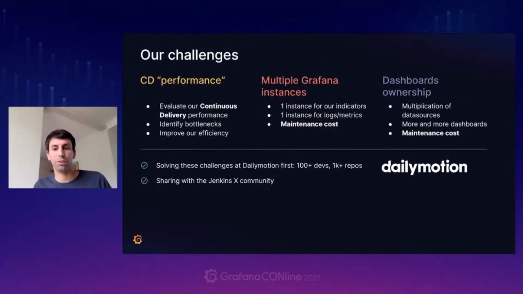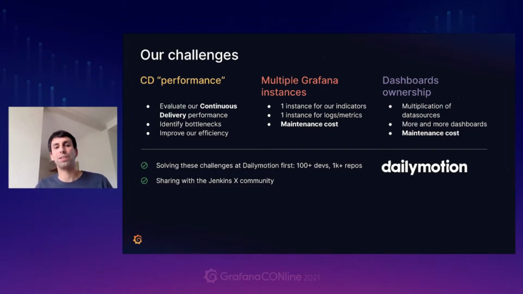So at Dailymotion, we have a lot more repositories, applications and microservices than developers. So continuous delivery is a very important practice for us. So yeah, being able to evaluate it and its performance is critical for us. We need to be able to identify bottlenecks so that we can improve our efficiency. So that was our first challenge, but we ended up using Grafana to visualize our indicators.